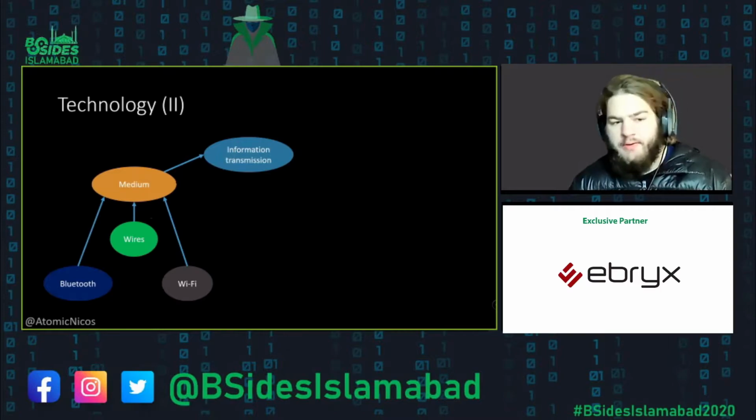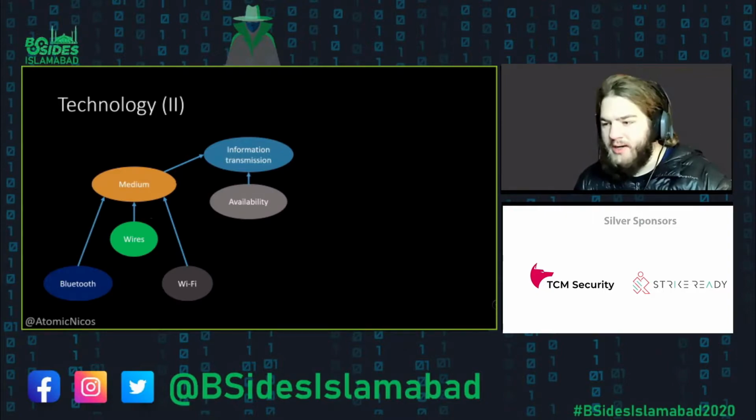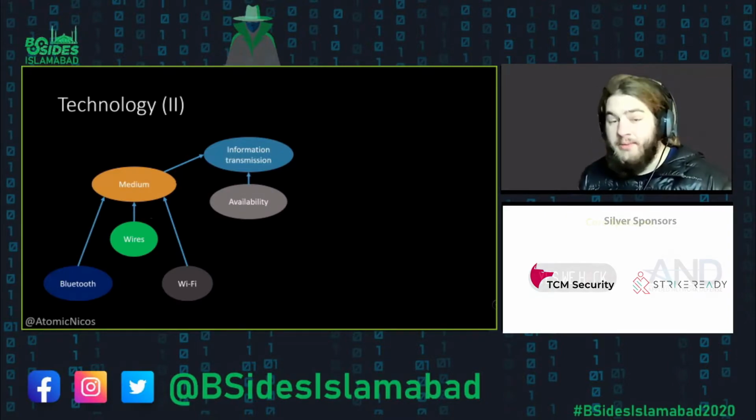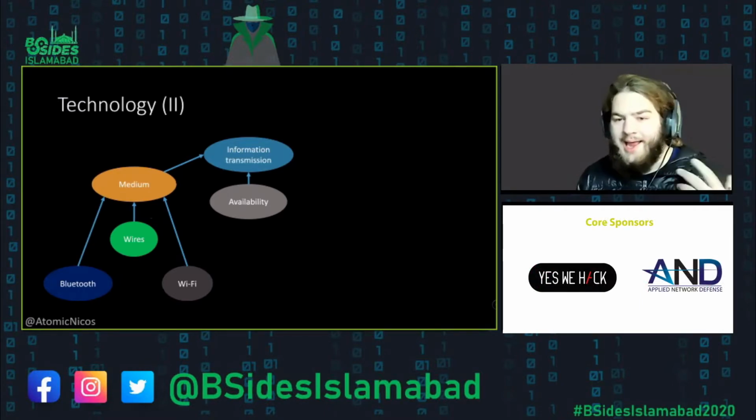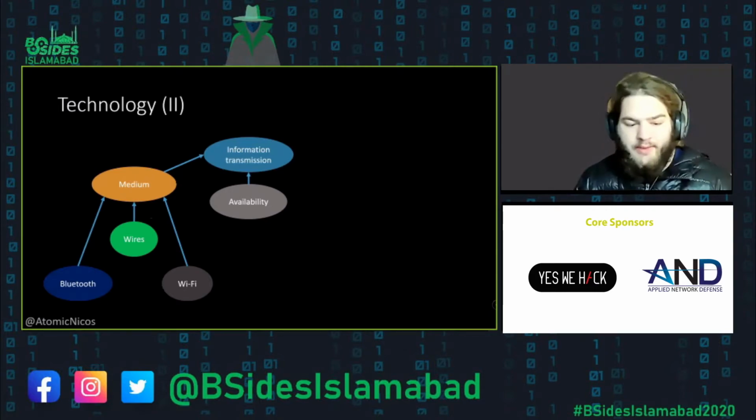An important part of information transmission is the availability. Usually when you have an information provider, quote unquote, you expect the information to be available 24/7. If you have downtime, it's an issue. And that's something that factors into technology.